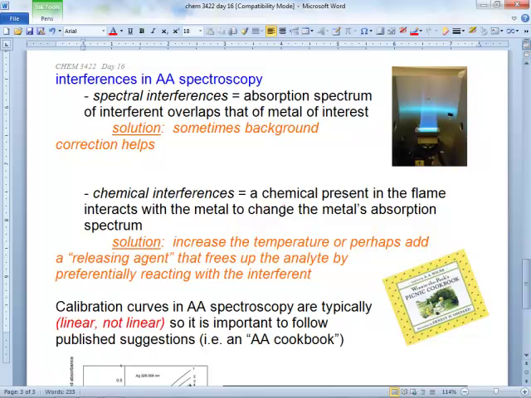Spectral interferences: absorption spectrum interference overlaps with the metal of interest. Okay, so you analyze Elmendorf, and there's a bunch of crap in there. That's absorbing the same wavelength you're interested in. So you have to push the little background correction button. And if we would have done an Elmendorf sample, we would have had to have done that.